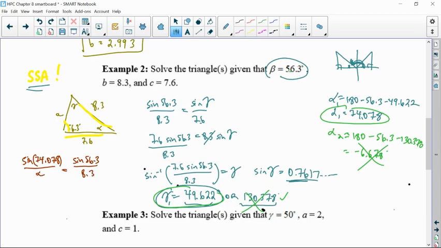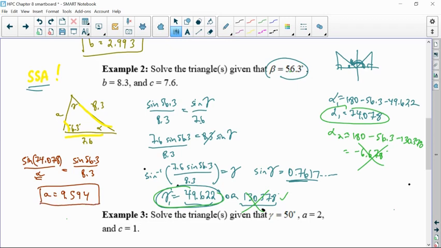Notice that when I'm solving for alpha here, there's no ambiguity. I'm not introducing anything, so it's just going to be what the calculator says. 8.3 sine 74.078 divided by sine of 56.3. Okay, so I got A to be 9.594. If you're off by a thousandth of a decimal, that's okay. I'm trying to round to that third decimal place to give as much accuracy as possible.